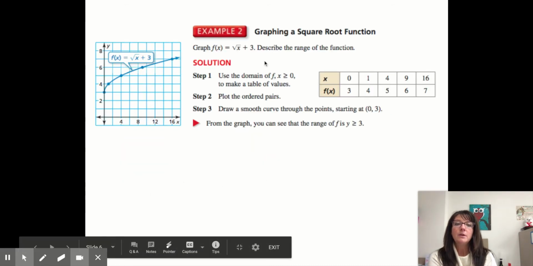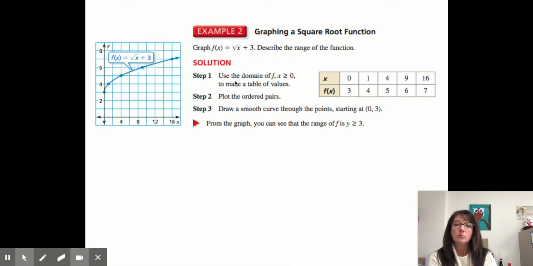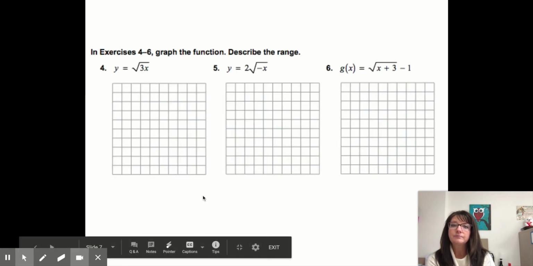So to graph them, we'll describe the range after we're done graphing. We go ahead and use the domain. So we know if we have the square root of x, we want x greater than or equal to 0. Pick some values, 4, 5, usually good. Substitute those in, solve for f of x or y, plot the ordered pairs, and draw your smooth curve starting at your starting point. Then to describe the range, go to that starting point, and then y would be greater than or equal to 3 in this case.